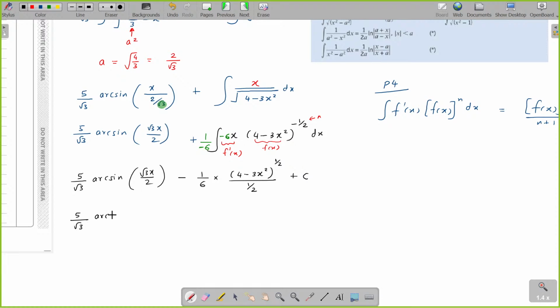5 over root 3 arc sine root 3x over 2 minus 1 over 6 divided by 1 over 2, which will be 1 over 3, times 4 minus 3x square to the power half, plus c. Guys, are you okay with this? Is all good? Do you have any questions to ask me?